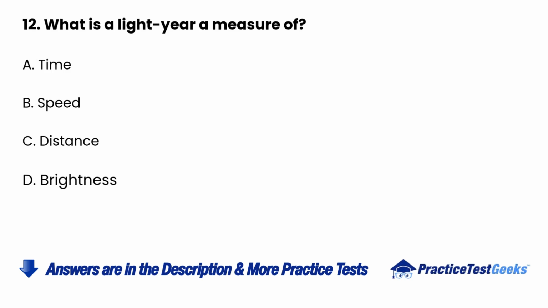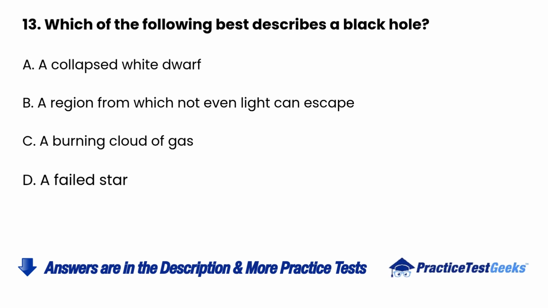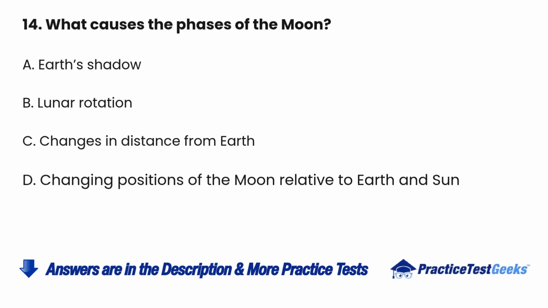What is a light year a measure of? A. Time. B. Speed. C. Distance. D. Brightness. 13. Which of the following best describes a black hole? A. A collapsed white dwarf. B. A region from which not even light can escape. C. A burning cloud of gas. D. A failed star. 14.